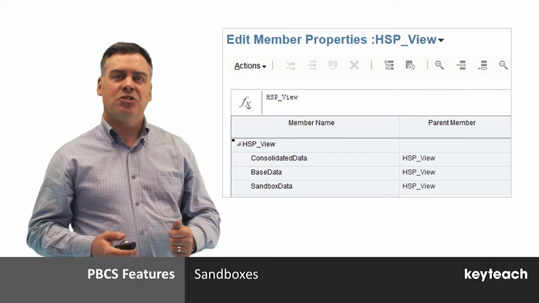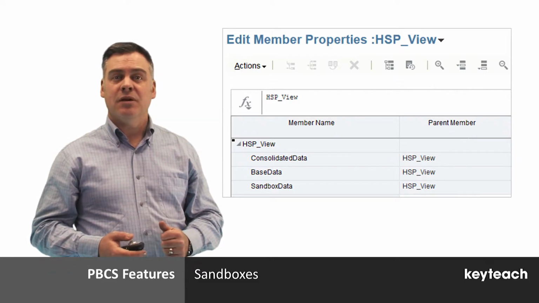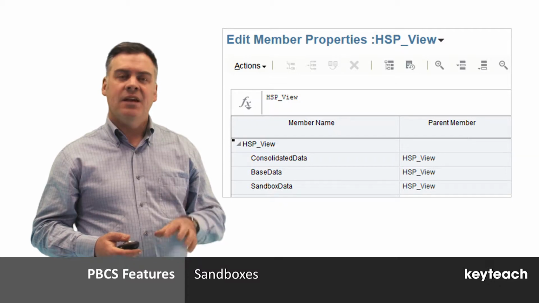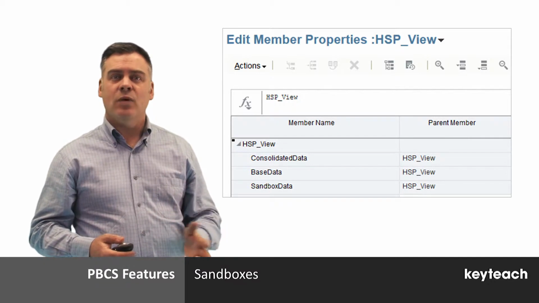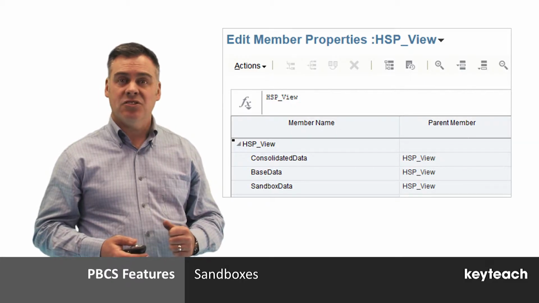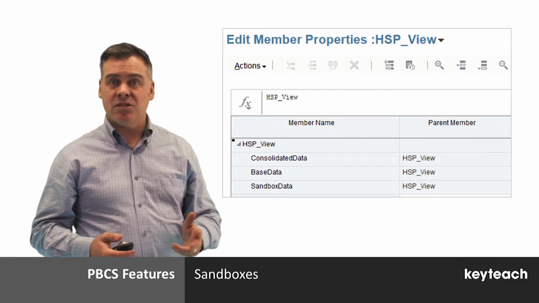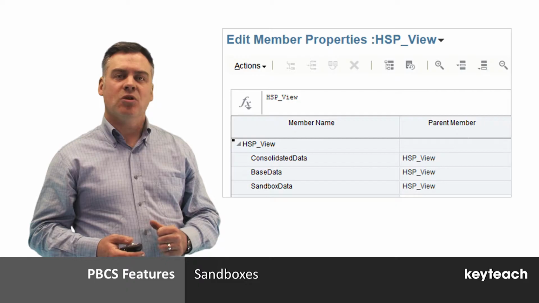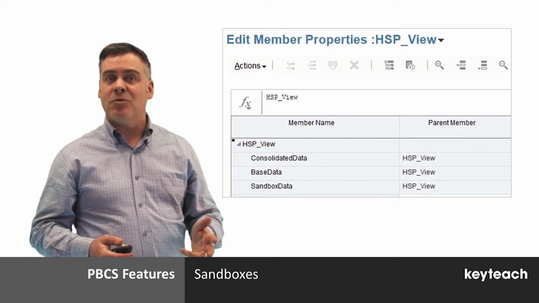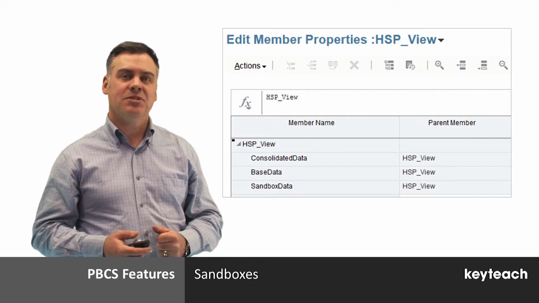Enabling the sandbox option at application creation will add an HSP view dimension to your application. This dimension consists of three members: base data, where base data for the application is stored; sandbox data, where data for the various sandboxes are stored; and consolidated data, which can be used to show a combined view using sandbox data where available and using base data to fill in the gaps.